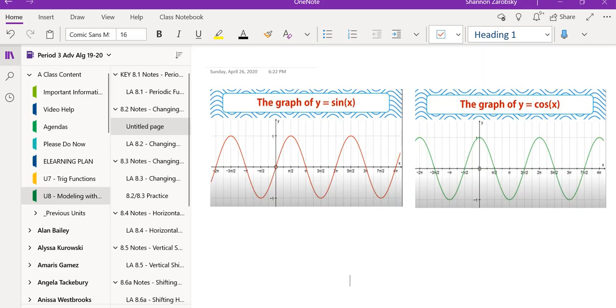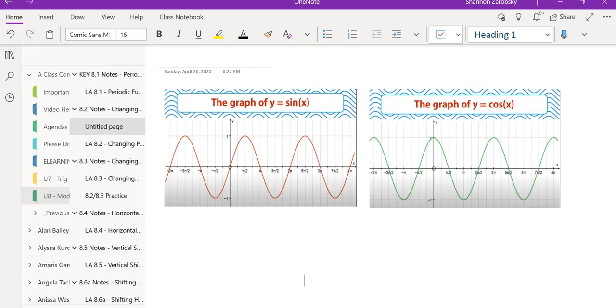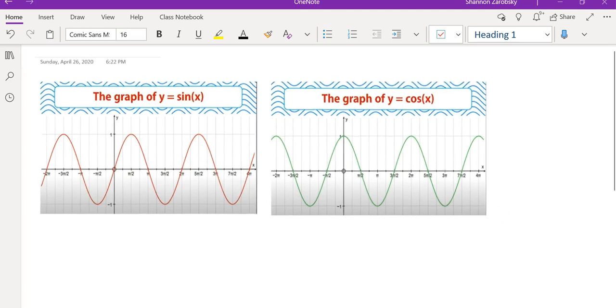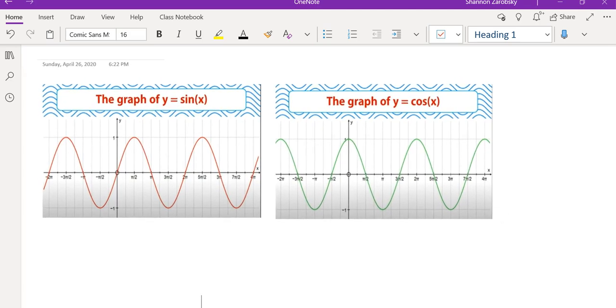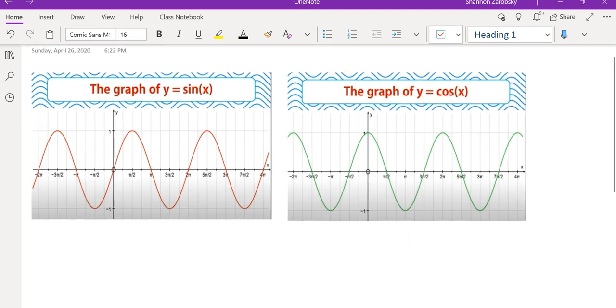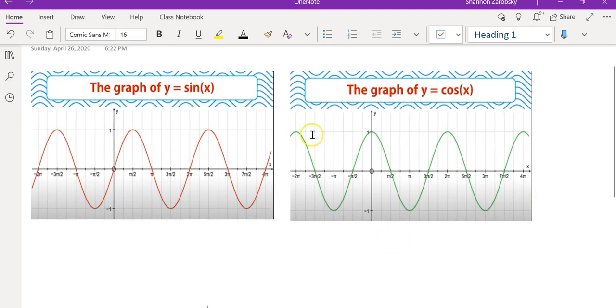Okay, so today we're going to talk about the graph of sine and cosine, and we're going to look at another transformation that we can make. What I'm going to do is use Desmos to examine these two different functions. So remember, the graph of sine starts at 0, 0.